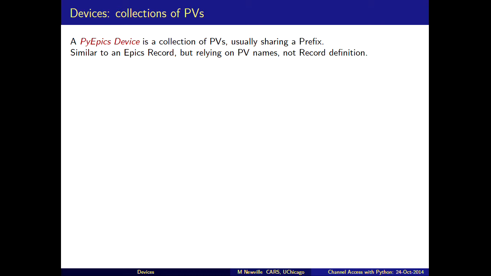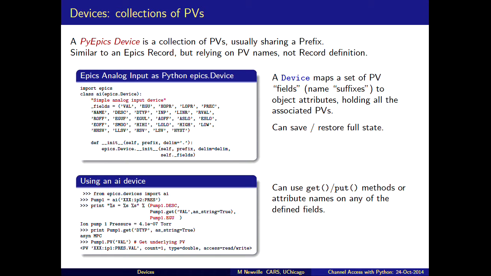And if you're finding yourself writing a lot of code, this can be a very helpful way to write your own higher, next-level-up objects. A device just maps a set of PVs, often with the same prefix or suffix, but not necessarily, to an object. And then you can access that whole device or any of its attributes as a single thing. So here, for an analog input, for example, those are most of the fields that happen in an analog input.